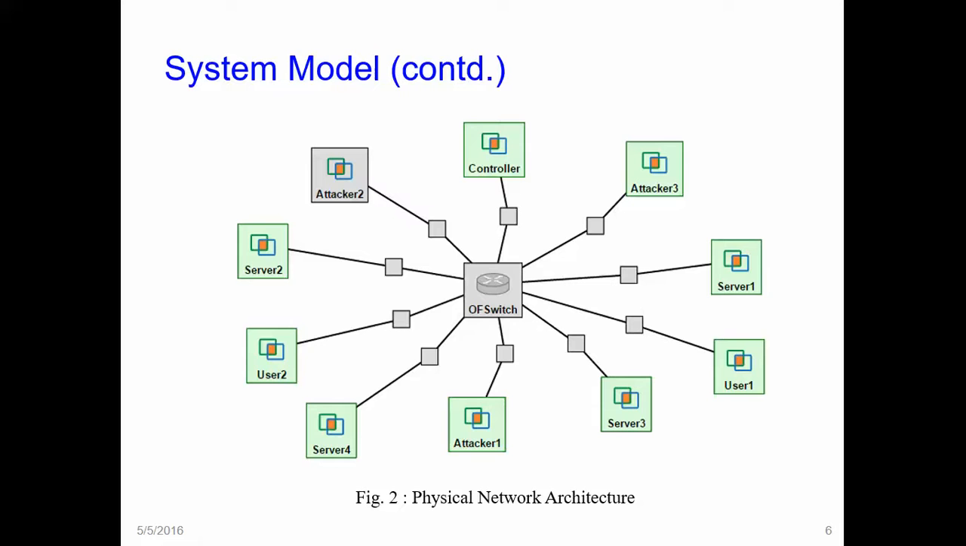Physical network architecture: we have a number of attackers and a number of legitimate users. We have the controller, OpenFlow switch, and candidate VMs.